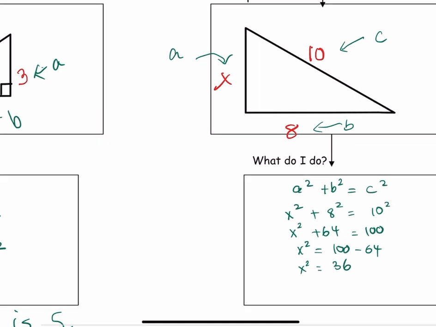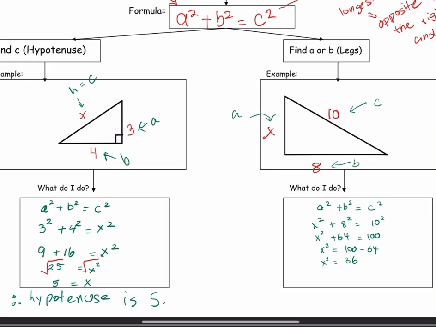You notice we're going to do the exact same process here now. Here you just take the square root of both sides. It says that X squared is equal to 36. As long as it's on one side.